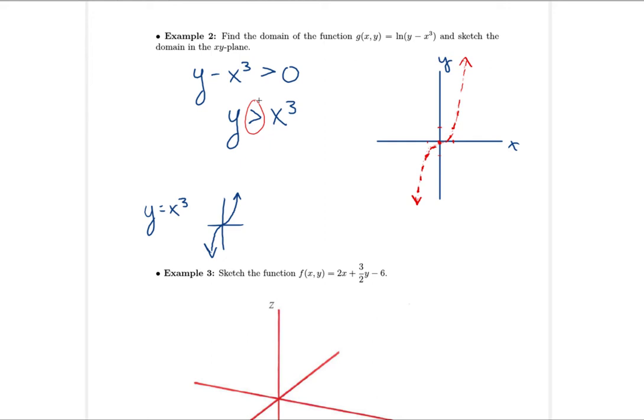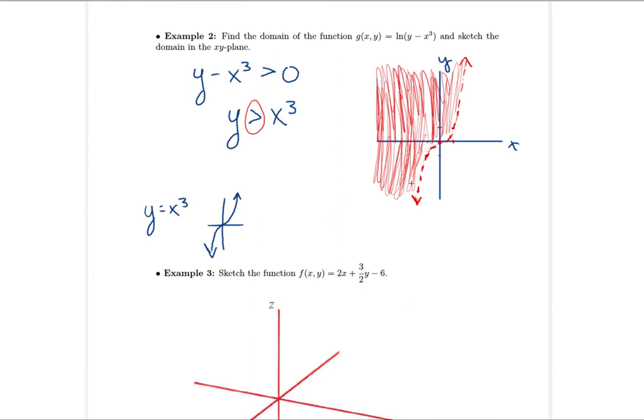All right, but then where do I shade? Well, we want y values greater than x cubed, or y values greater than this curve. So I'm going to shade in all the y's that are greater. So this shaded region here is my domain. Everything over here is not in the domain. Okay, but again, this is not a picture of the surface itself. This is a picture of its domain, or maybe another way of saying it would be the shadow that it casts on the xy plane.